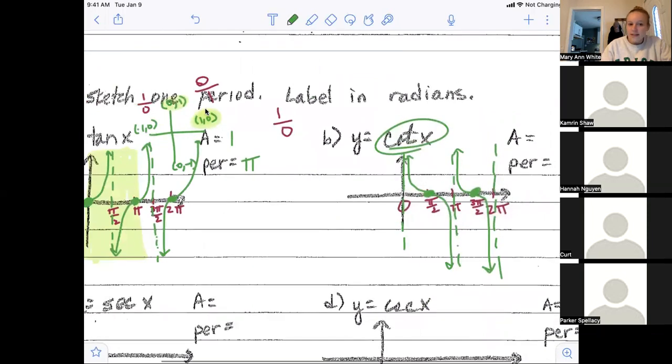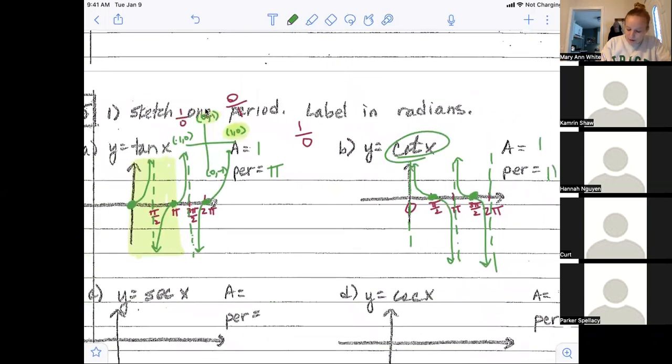They look almost identical. They're just flip-flopped. They're reciprocals. They're flipped. My amplitude is the exact same. The period is the exact same. It only takes pi units to get my entire cosine, and then it's just like copy, paste, copy, paste.